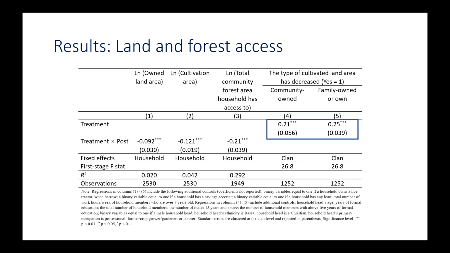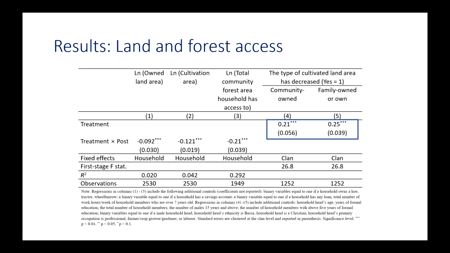So here are some results. First here, I have the dummy variable indicating whether the cultivated land area that is community owned or family owned has decreased. And yes means it has decreased and 0 means it has not decreased. And what this means is that about 21% more respondents in the treatment said the cultivated area that is community owned has decreased. The same goes for family owned or owned area, which is 25% more households say it's been decreased.